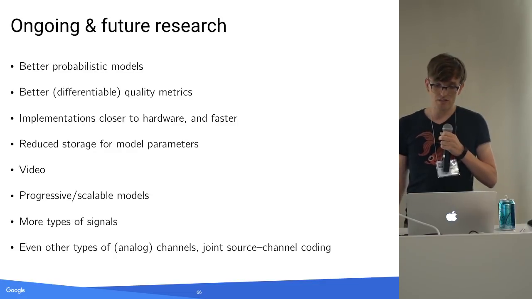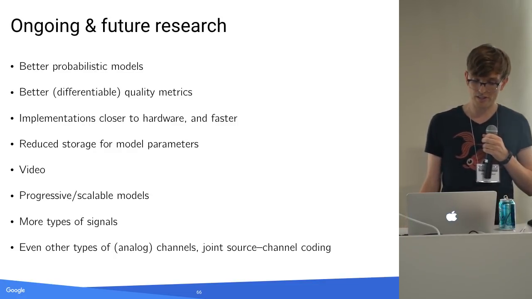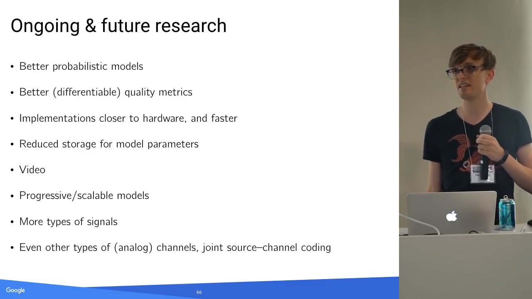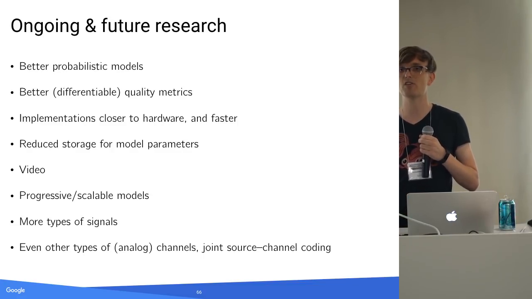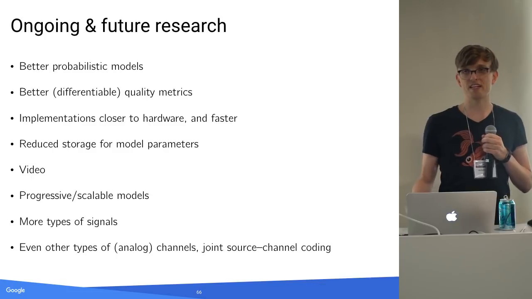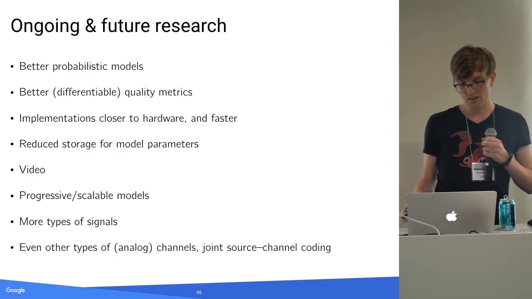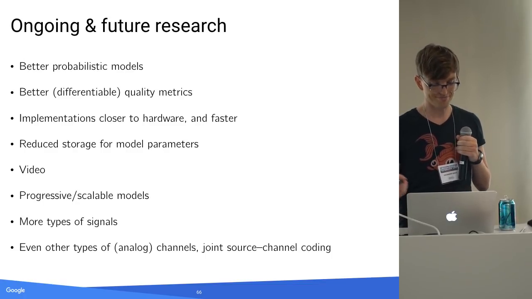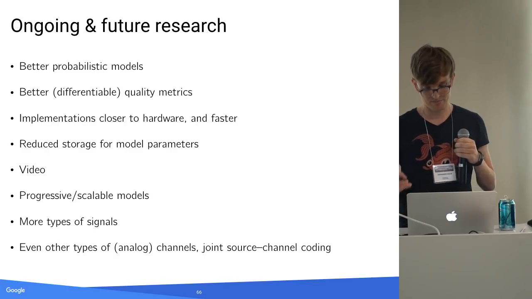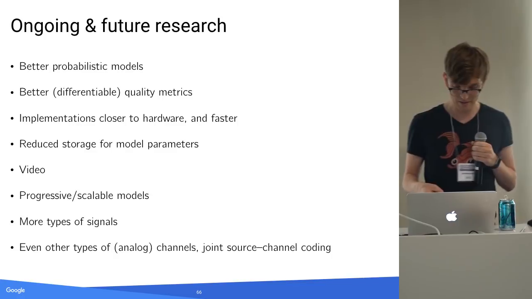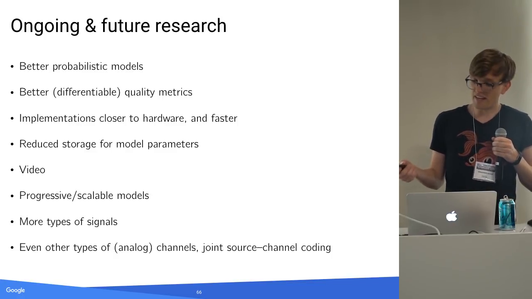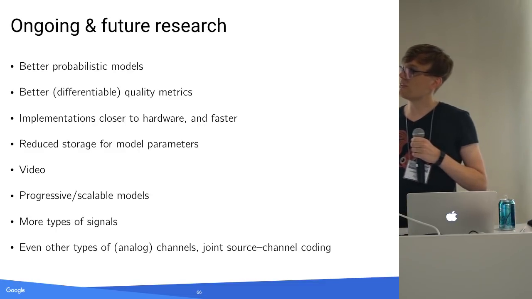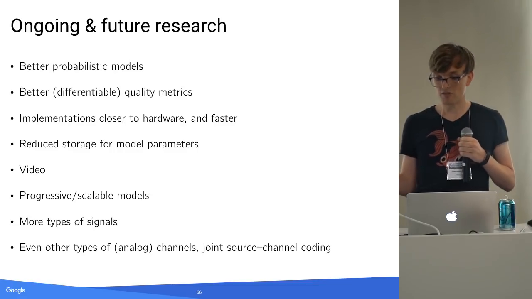So as you can see, there are some exciting first results in this new field, but a lot of work still needs to be done. There's still a lot of room for improvement in the probabilistic models themselves, so we just plain need to get better compression. We've seen that better quality metrics are essential. A lot more work is necessary to move this out of the academic regime and integrate the methods better with hardware, like Vivienne is already doing, just so that we can actually deploy it. We also really need to worry about reducing the storage costs for the model parameters, because we have a lot of parameters in these models.